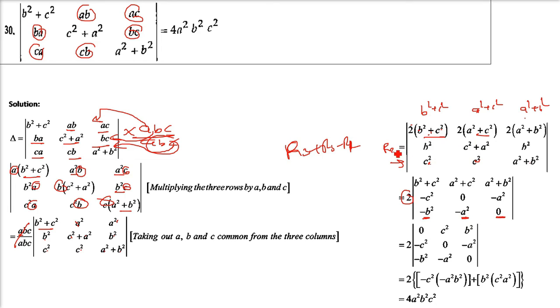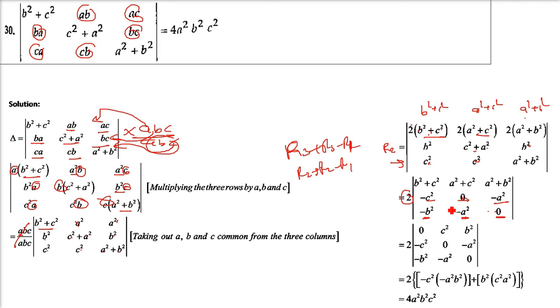Now row 2 will also be changed to row 2 minus row 1. What do you get? B square minus plus c square is minus c square. C square plus a square minus c square plus a square is 0. B square minus a square minus b square is minus a square. So you got 2 zeros. You can also get one more 0.